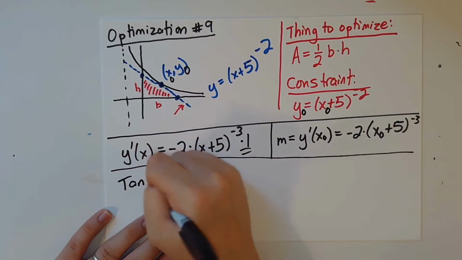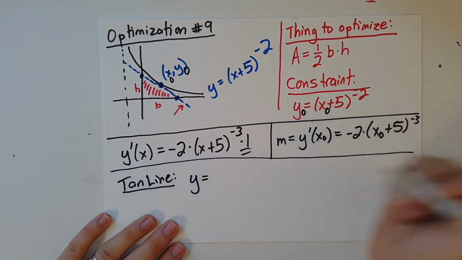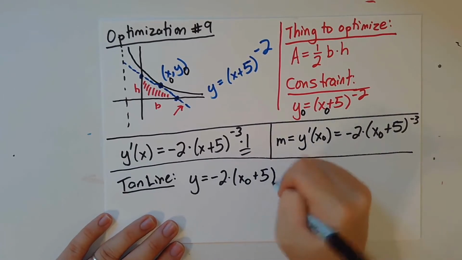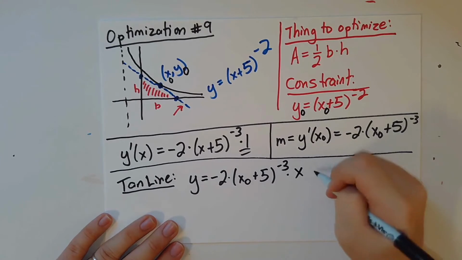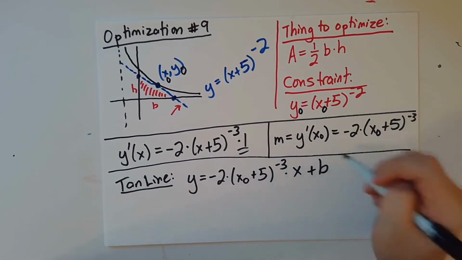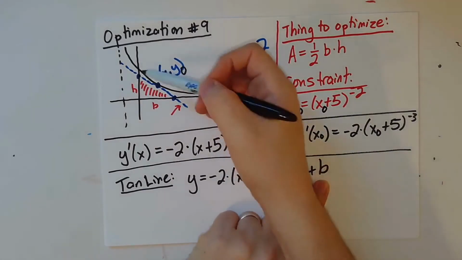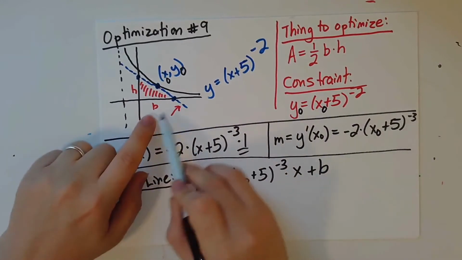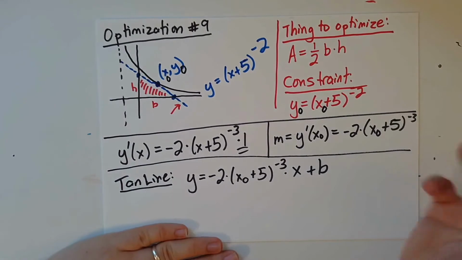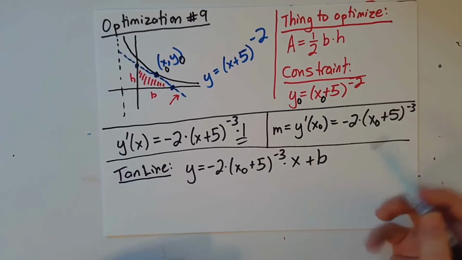Well, my tangent line is then y equals minus 2 times (x naught plus 5) to the minus 3 times x plus b. And I have to figure out what this b is. Also, please keep in mind, this b is the y-intercept b. It is different from this b, which is the base of this triangle. They just both happen to be labeled by b, but we'll fix that soon enough, because I'm going to figure out what this b is in terms of x naught and y naught.